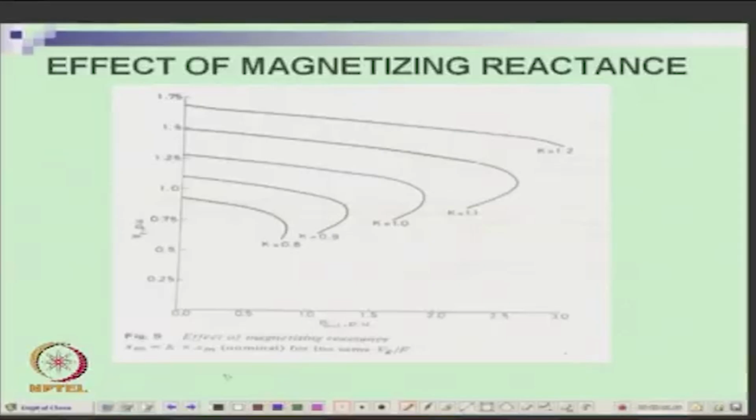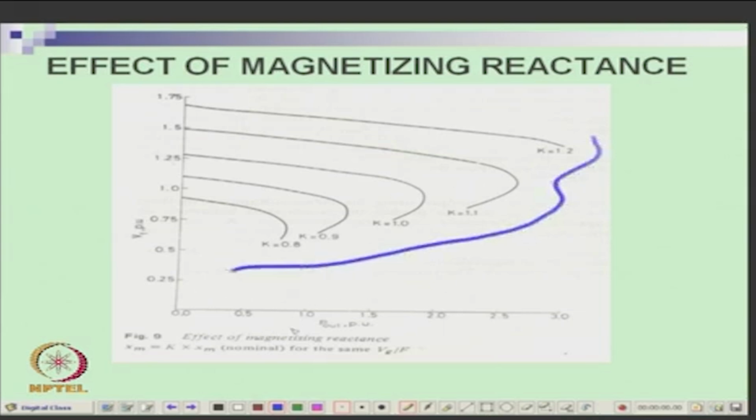So, this is the effect of magnetizing reactance. If the magnetizing reactance is higher, obviously the voltage is more; with lower magnetizing reactance, it will draw more magnetizing current. This is the variation of this.